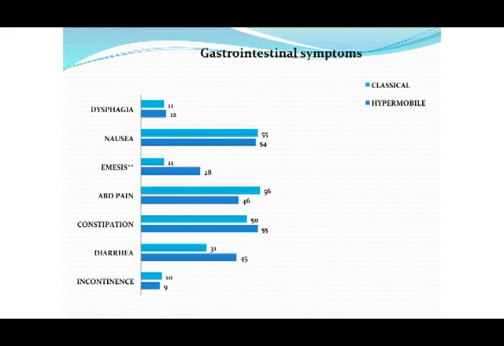Abdominal pain in 46 to 56%. Constipation is a very common problem, as is diarrhea. And you've got 10% here having fecal incontinence, which is a very large number for a very serious and difficult complication.